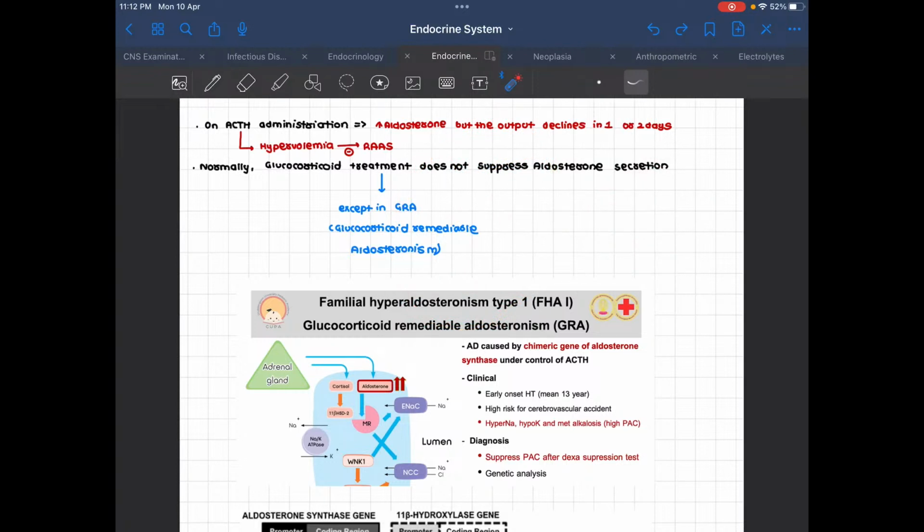Did I mention ACTH? I didn't mention ACTH for a simple fact कि जब हम ACTH पहले administer करते हैं, we obviously see an increase in aldosterone, but that output declines in 1 or 2 days. मतलब does it play a role that much, ACTH? It does not. But what I mean by that is कि ACTH doesn't stimulate the aldosterone that much, ठीक है, except in one condition. What is that condition known as? That is known as glucocorticoid remediable aldosteronism.